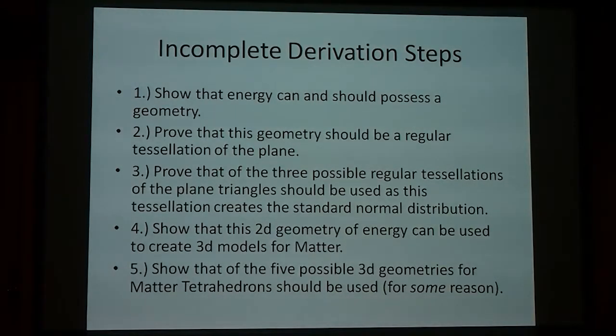Not all of these have actually been completed, but I have a pretty good idea how to do all of them. So the first is to show that energy can and should possess a geometry. Sort of the most important one to start us on the path to creating Tetryonics. Second is to prove that this geometry should be a regular tessellation of the plane. Third one is to prove that of the 3 possible regular tessellations of the plane, triangles should be used, as this tessellation creates the standard normal distribution.